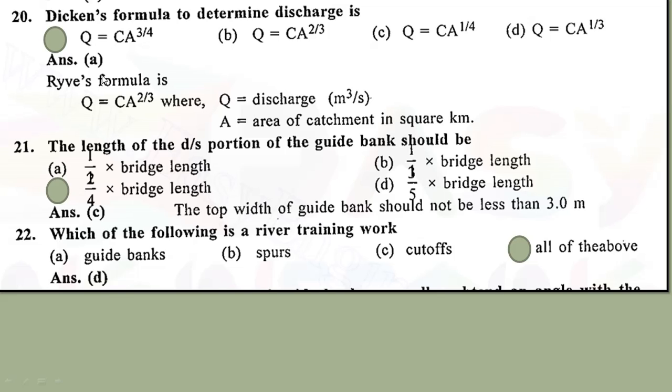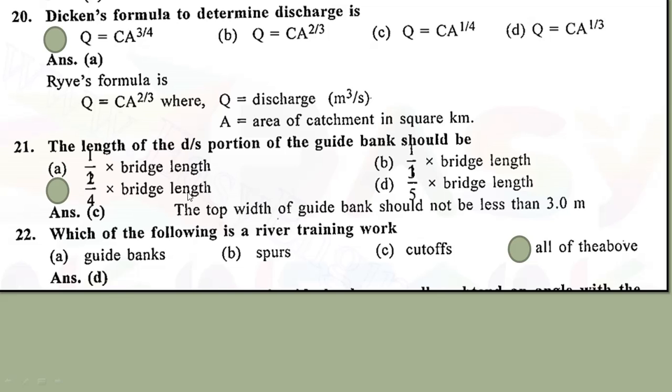The length of the downstream portion of the guide bank should be 1/4 of the bridge length. The top width of the guide bank should not be less than 3 meter, but it should be in proportion, that is, 1/4 of the bridge length.